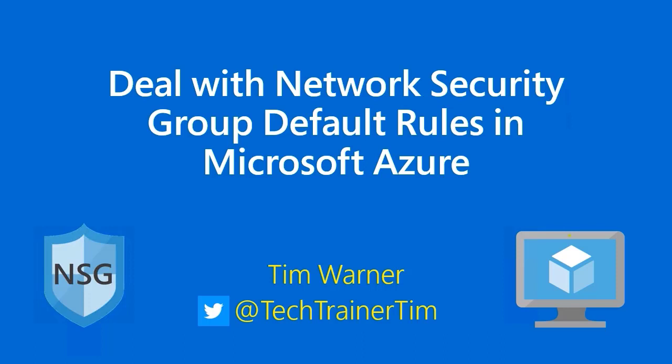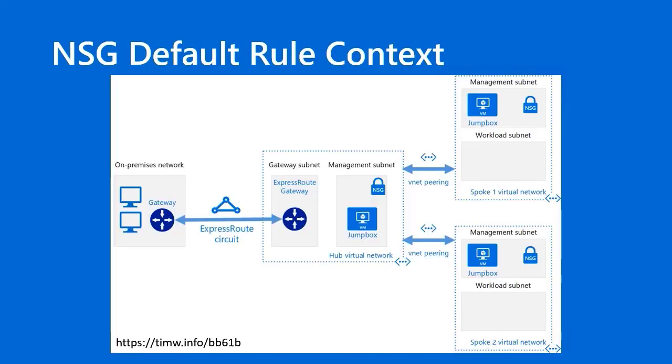In this brief lesson, I'd like to teach you the gotchas and workarounds for working with default network security group rules in Microsoft Azure. Let's take a look at some architectural diagrams that I've pulled from the Azure Architecture Center. You can see the attribution URL in the lower left corner of the diagram.